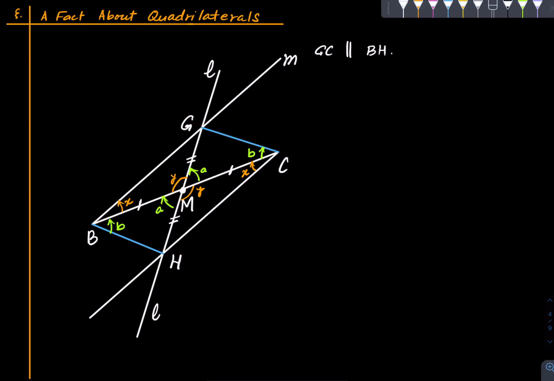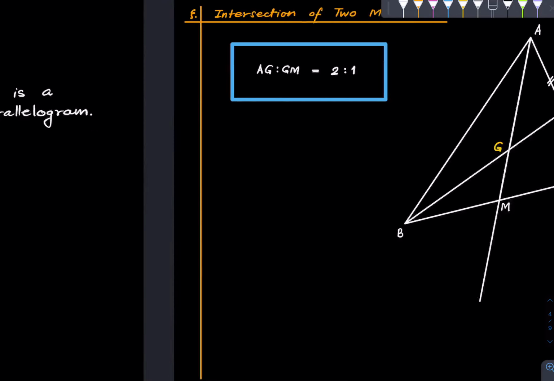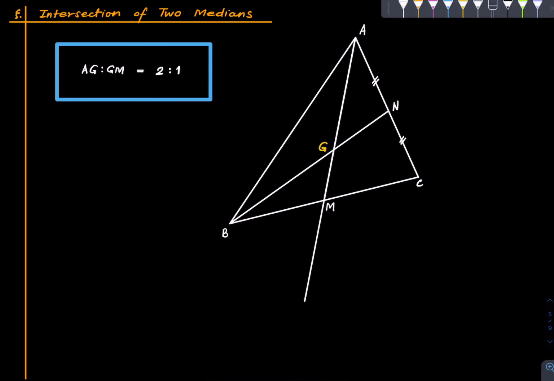So, I mean, you can prove everything yourself. Basically, the point is that the figure BCGH is a parallelogram. That's what we want to say. So, therefore, its diagonals bisect as we showed, and the opposite sides are parallel. All right. So, we will use this to prove this fact.